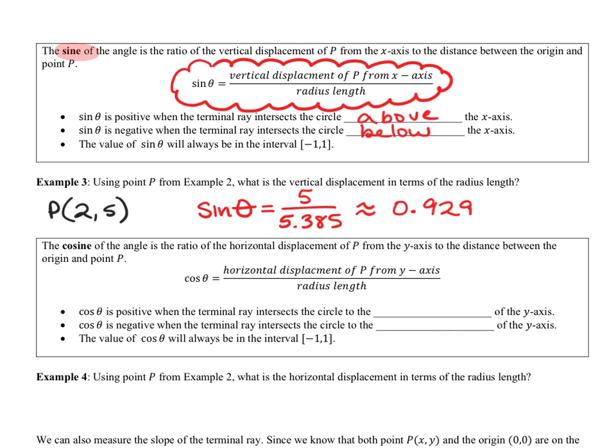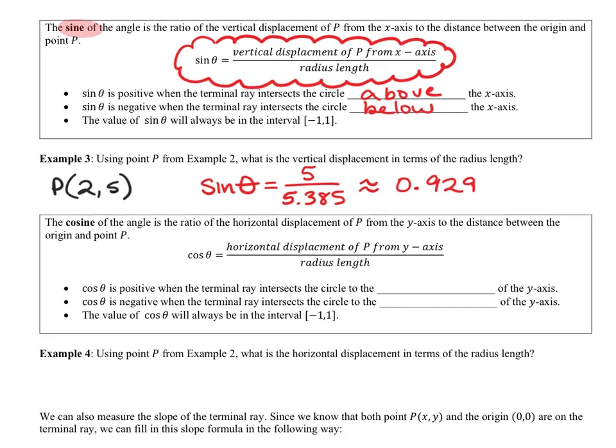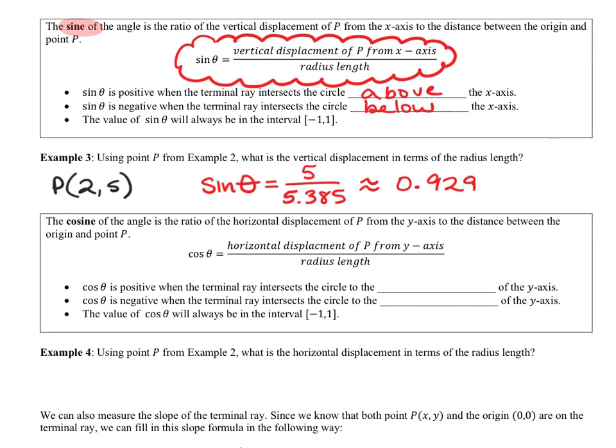Okay, flip the coin over. The second vocabulary word for today, another thing I'm going to have you memorize, is cosine. The cosine of an angle, which is another trig operation, is the ratio of the horizontal displacement of P from the y-axis and the distance between the point and origin, aka the radius length. This is another formula that might be on your formula quiz next class.